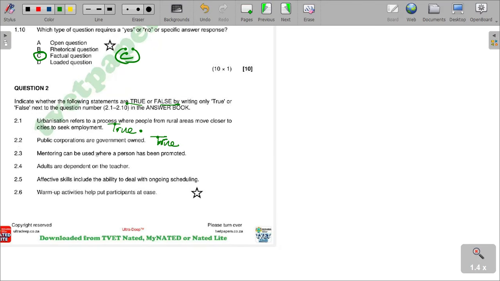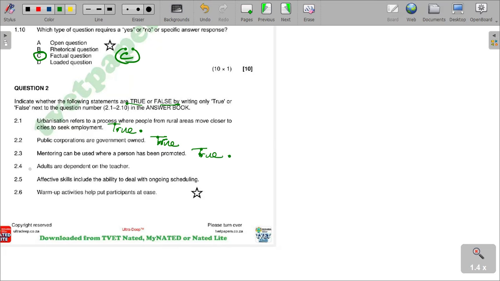Monitoring can be used where a person has been promoted. That's true. A person who has been promoted can be monitored to see if he is working or doing things efficiently and effectively, right? Considering that new position.